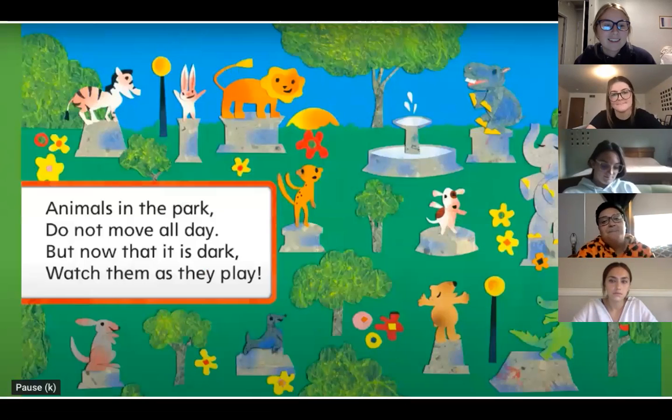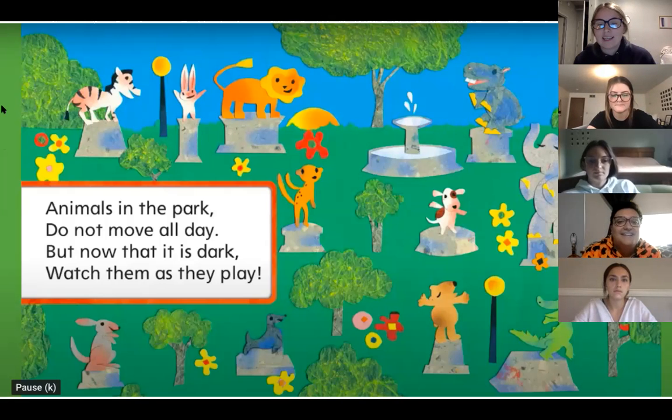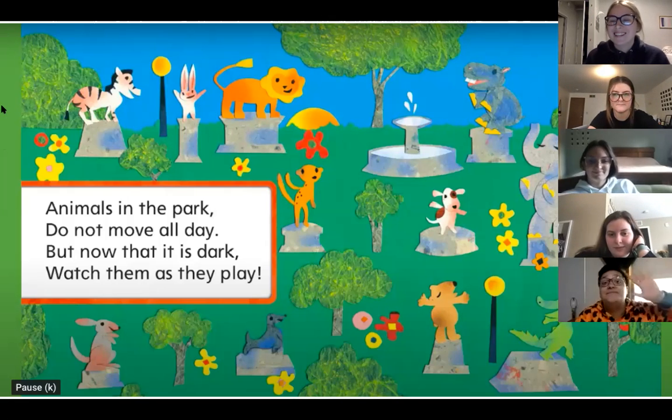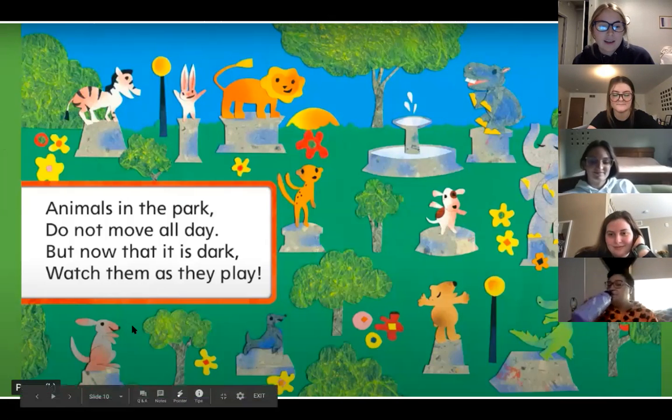All right. Animals in the park do not move all day, but now that it is dark, watch them as they play. Does anybody recognize an animal in here that we saw earlier in the picture? We talked about a bunch of different animals at the beginning. An elephant. Yeah, an elephant. Whose favorite animal was that? Marissa's? Yep, I see a dog that we talked about. Yeah, there's a bunch here.